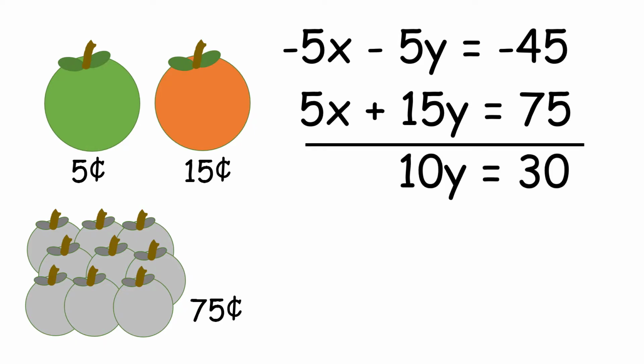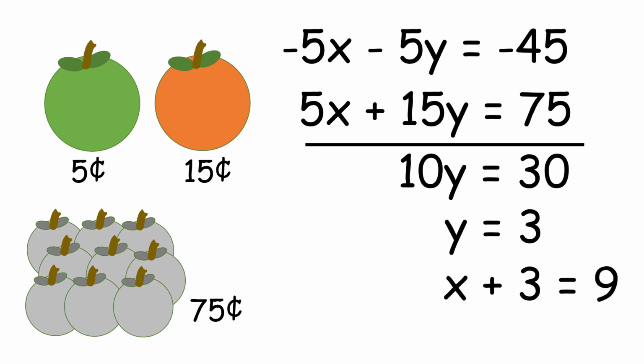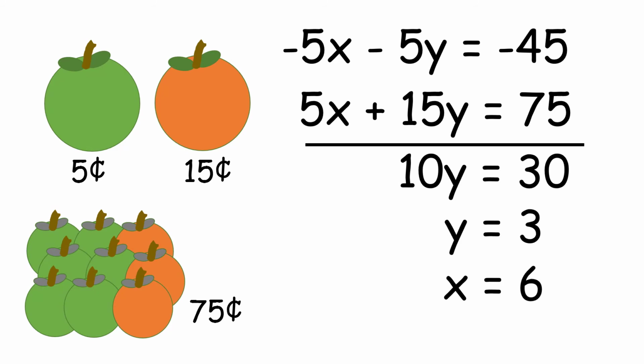-5x plus 5x is 0, so that eliminates the x term. -5y plus 15y is 10y, and -45 plus 75 is 30. So if 10y equals 30, then y must be equal to 3. Now we know from our original equation that x plus y is 9. So if y is 3, then x must be equal to 6, which confirms you bought 6 apples and 3 oranges.